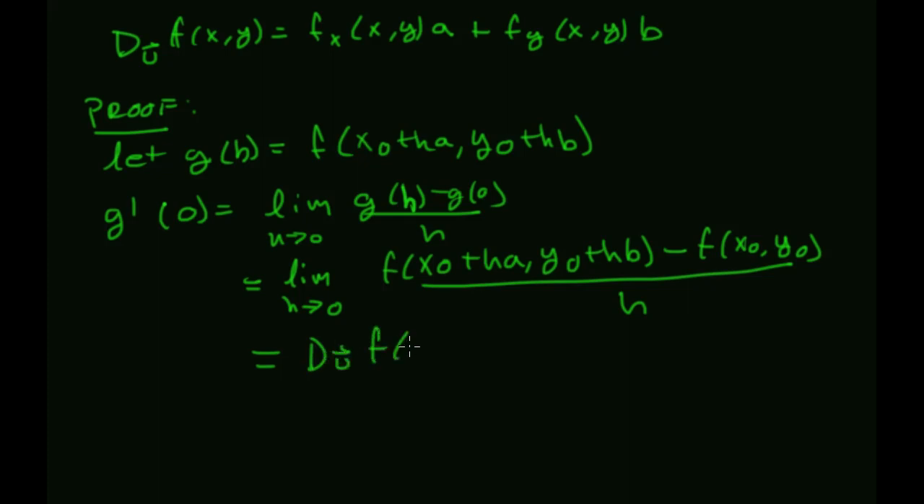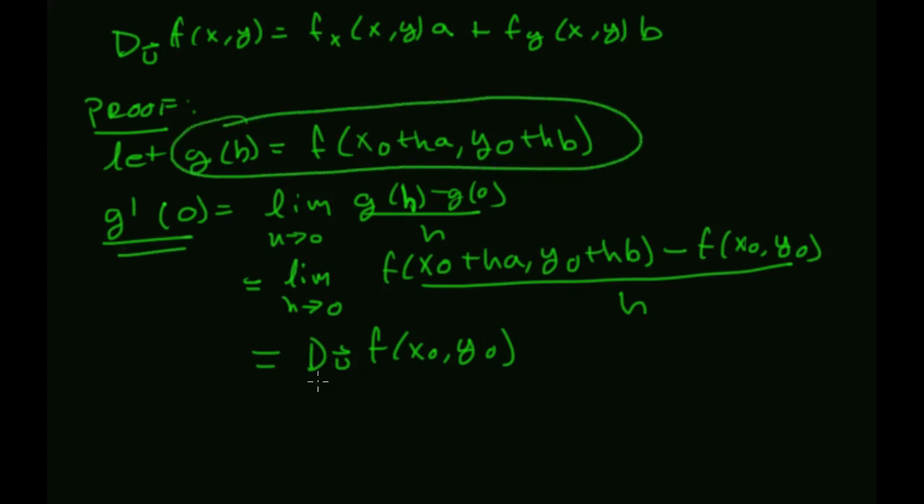Okay, so that's f of x null, y null, right? Because you throw 0 in here for h, and this is going to come out with this guy. So that's the directional derivative. Now we're going to start building from the other side. So we have that g prime of 0, if we define g as this, gives me the directional derivative. Let's hold on to that and start building.